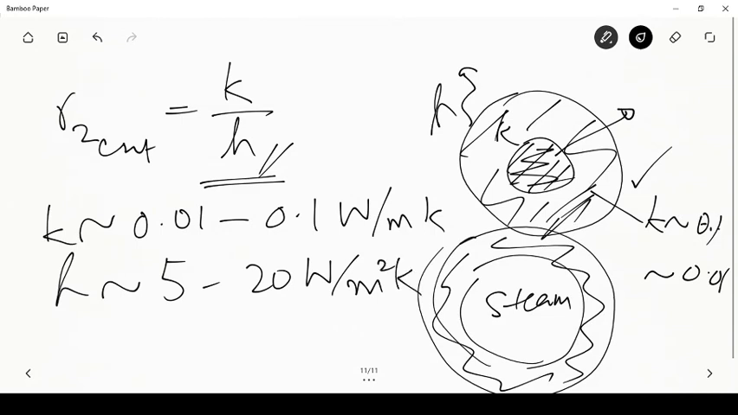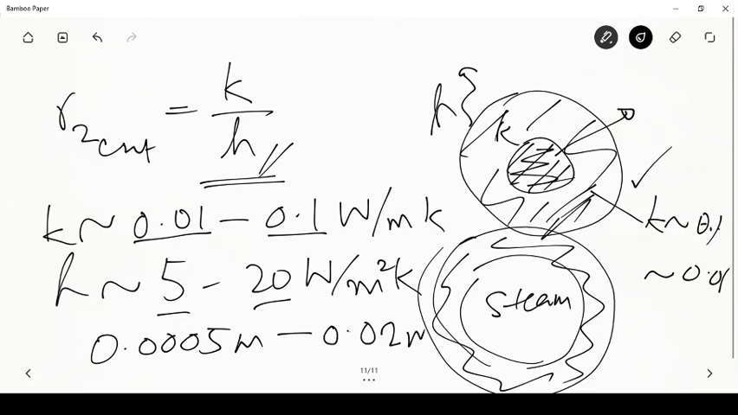So the range of values is going to be, the smallest is this divided by this, and the largest is this divided by this. So you will have 0.01 by 20, which is 0.0005 meters, to 0.1 by 5, which is 0.02 meters. So this is 0.5 millimeters, and this is about 20 millimeters or 2 centimeters. So the size is in the range of half a millimeter to about 20 millimeters. That is typically the range of thicknesses of electrical conductors. So in electrical conductors, this critical radius is going to affect.